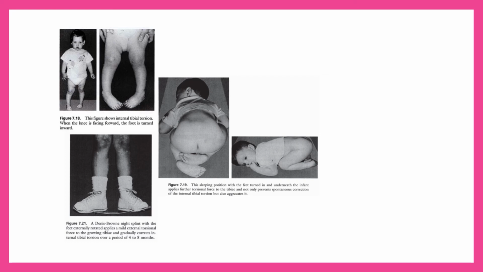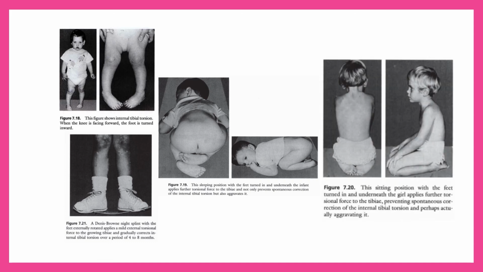This sleeping position, with the feet turned in and underneath the infant, applies further torsional force to the tibiae and not only prevents spontaneous correction of the internal tibial torsion, but also aggravates it. This sitting position, with the feet turned in and underneath the girl, applies further torsional force to the tibiae, preventing spontaneous correction of the internal tibial torsion and perhaps actually aggravating it.